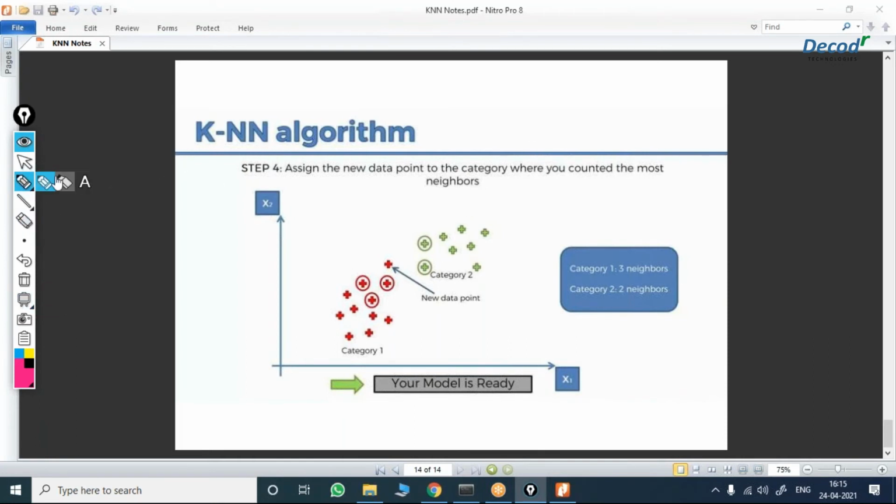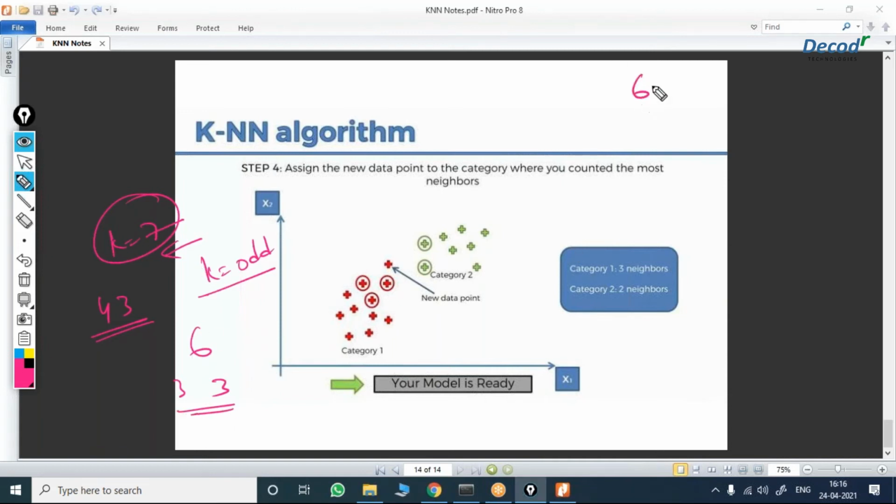Now generally, we will take k as an odd number. If I take k is equal to 7, then one category will have 4 and the other will have 3. That is the maximum. If I take 6, it could be 3 and 3, so there is a possibility of 50-50. If I take an odd number, there is no chance of getting 50-50. So generally k is considered in terms of odd numbers, to avoid equal probability.